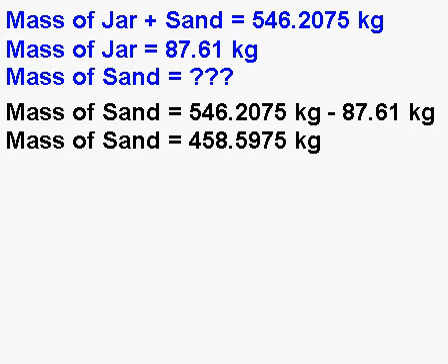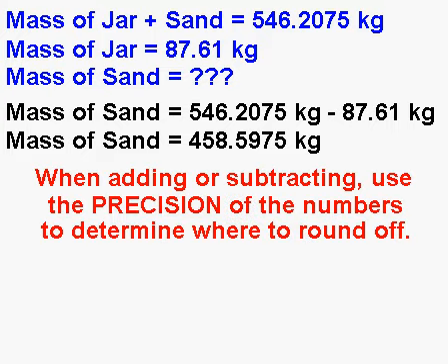When I put that in a calculator, I get 458.5975 kilograms. That's an answer, but it's not the correct answer because it's not taking into account significant figures. To get the correct answer, we have to worry about those significant figures. When we're adding or subtracting, we use the precision of the numbers in the problem to determine where we're going to round off our answer.